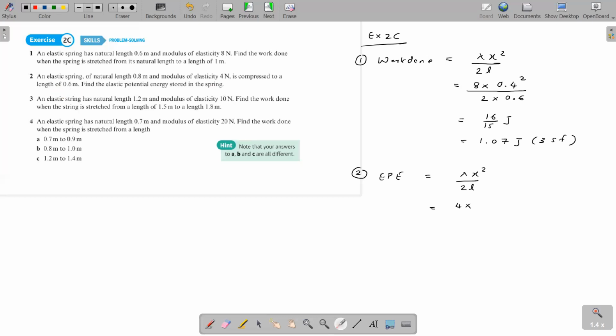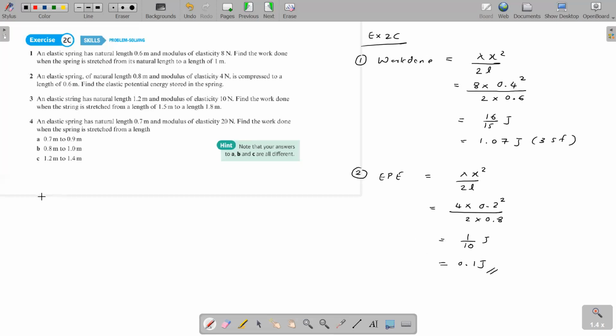0.8 to 0.6. You are compressing 0.2. Over 2 times natural length is 0.8. How much is the answer? 1 over 10. 1 over 10 joules or 0.1 joules.